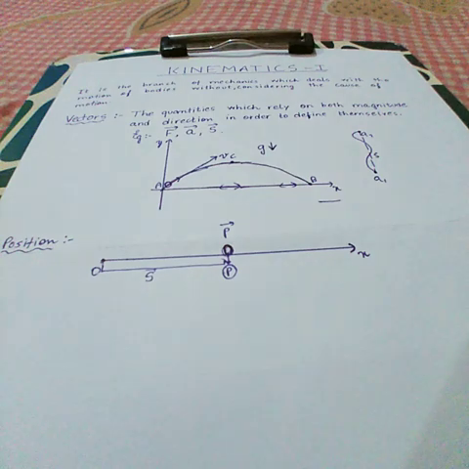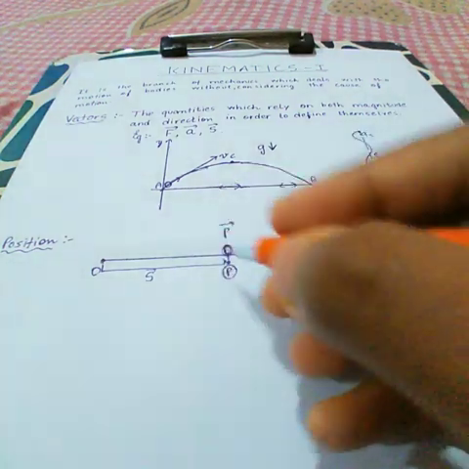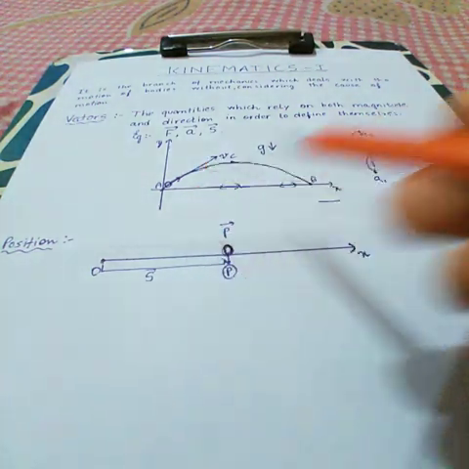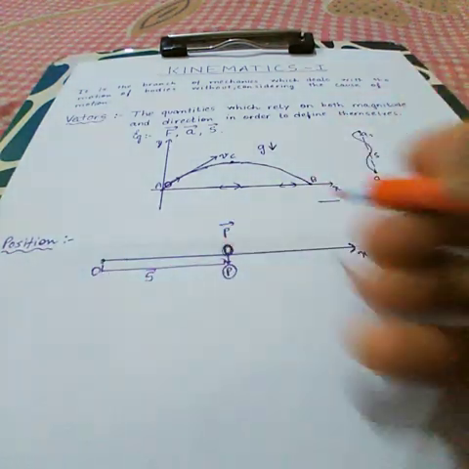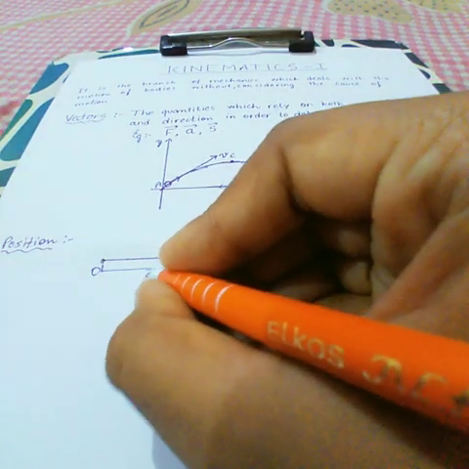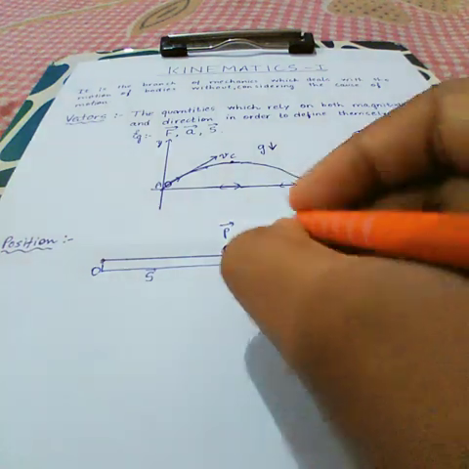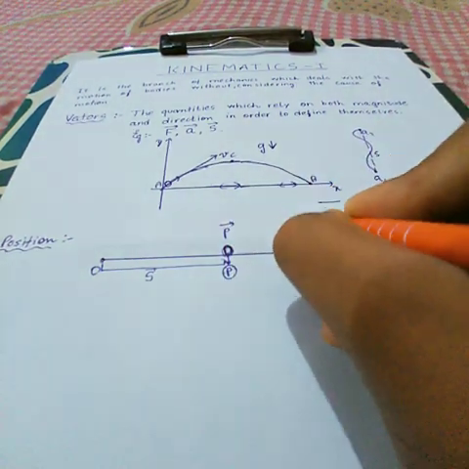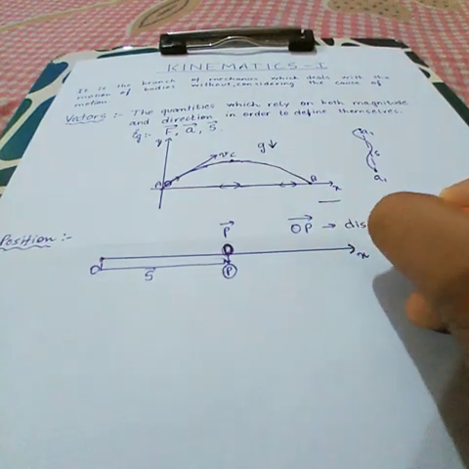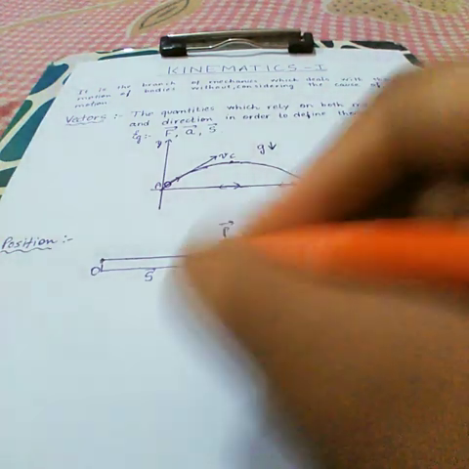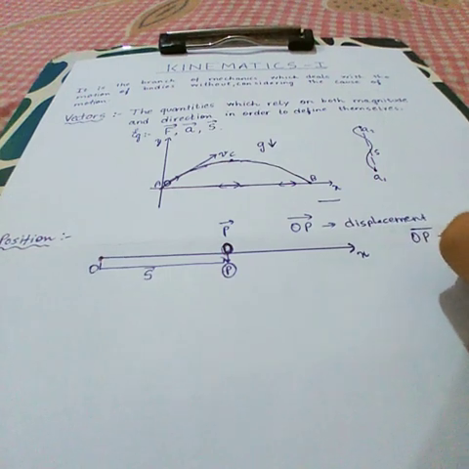Now, as you all have understood distance and displacement, in this case you can see that the distance and displacement as measured horizontally from the point O are the same. So we can write OP here is the displacement, and we can write that OP is the distance also.